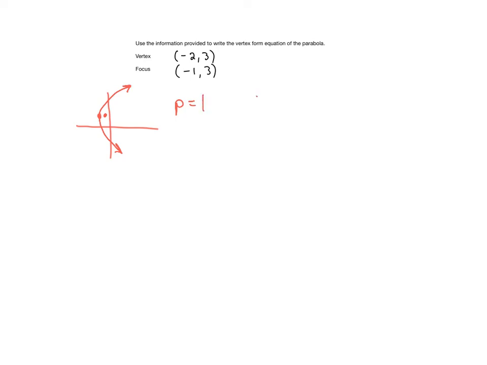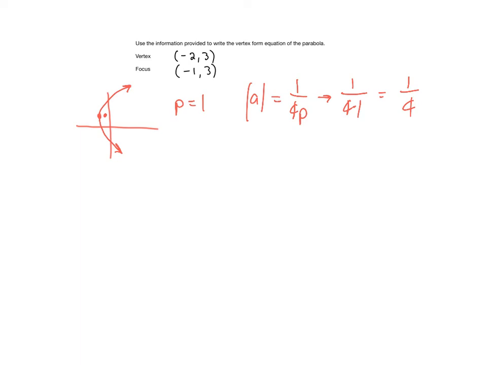So the distance from -2 to -1 is 1. We use p in this equation, absolute value of a is equal to 1 over 4p, to figure out what our a value is, which is part of the equation. 1 over 4 times 1 is equal to 1/4. And since this is opening to the right, that's going to make a positive 1/4. Okay, so we're good to go, right?